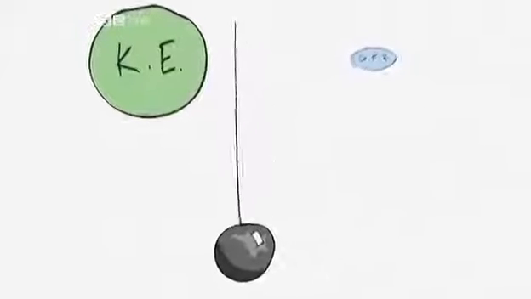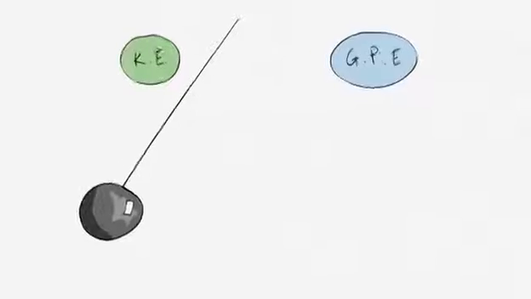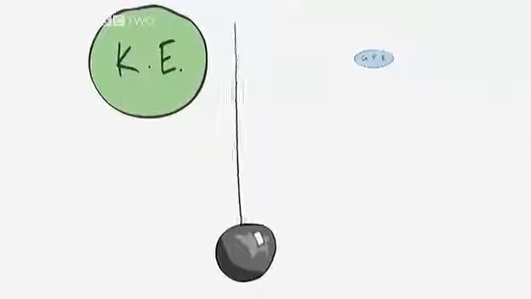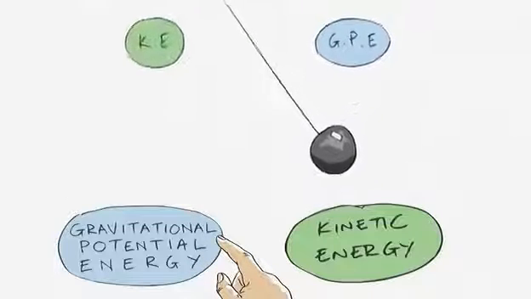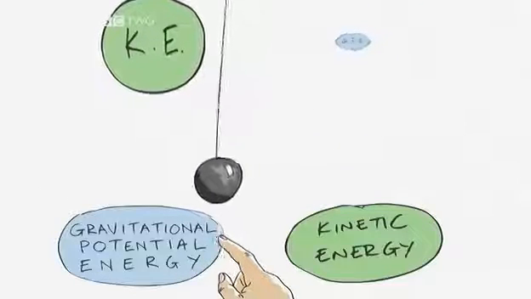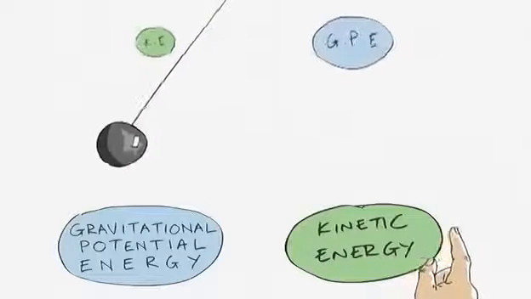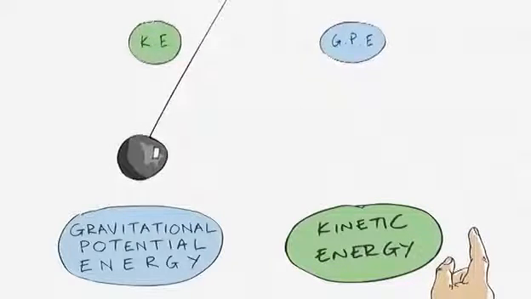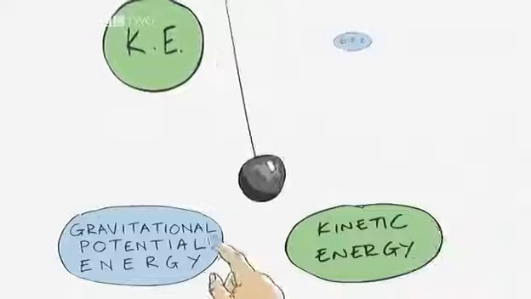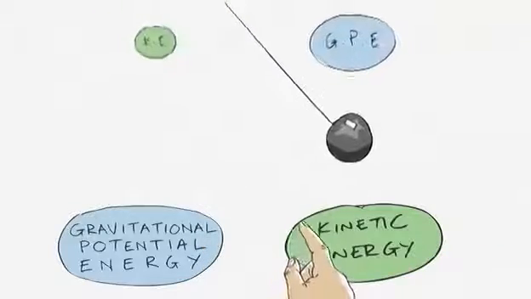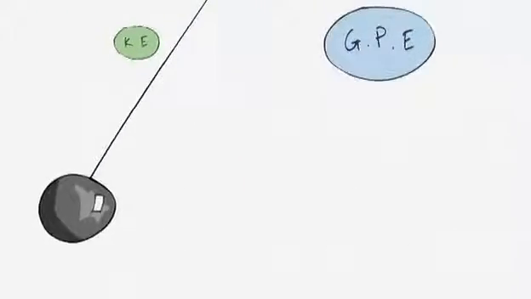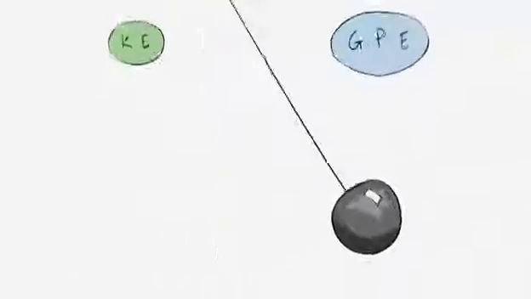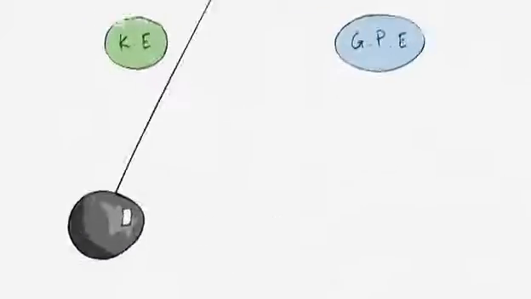Well, as it falls, it loses height, so loses gravitational potential energy. But it starts moving faster and faster, so it gains kinetic energy. As it swings back up higher, it gains gravitational potential energy again. But also, as it swings up, it slows down and loses kinetic energy. Over and over, the energy is transformed back and forth. Gravitational potential energy to kinetic energy. GPE, KE, GPE, KE, oh, you get the picture.